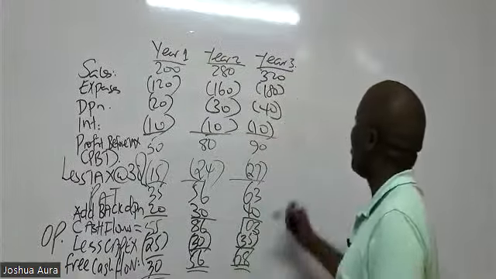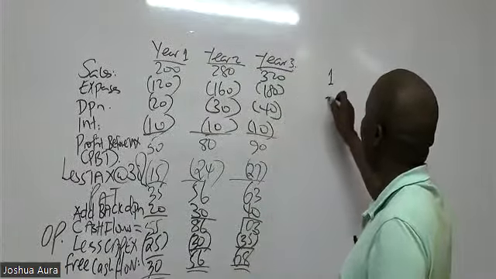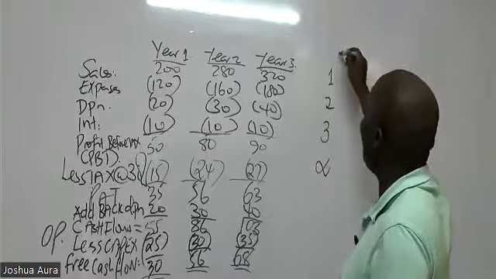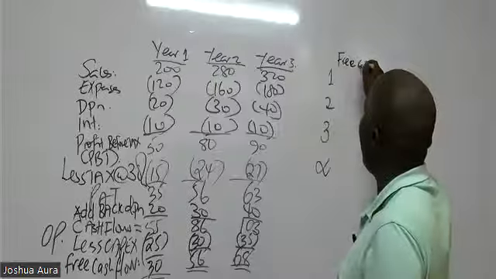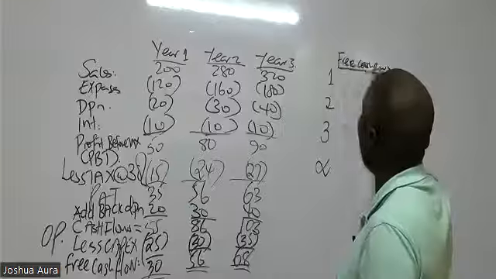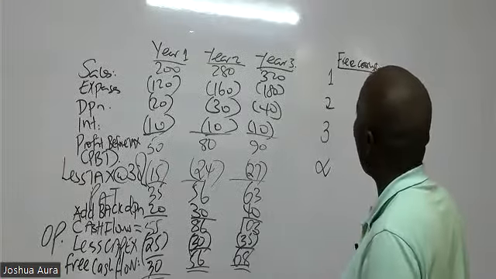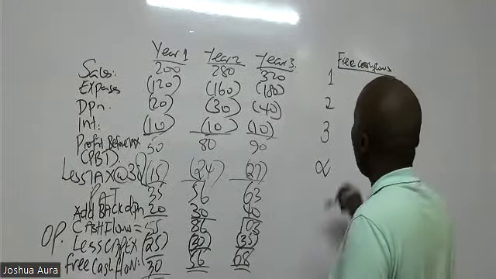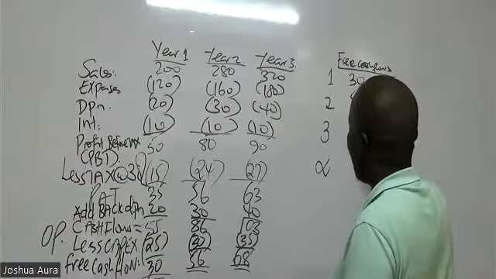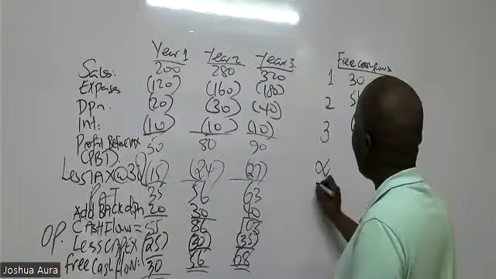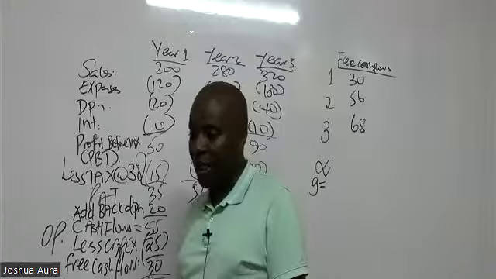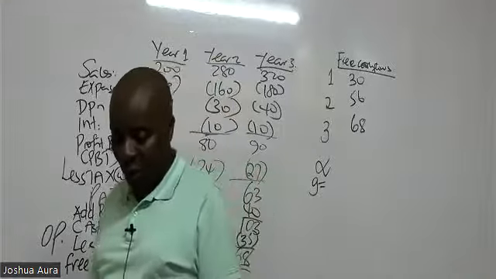Then you stop and say year 1, year 2, year 3, and then there is infinity. Free cash flows are the ones we use for valuation purposes. For valuing target companies, we shall be using free cash flows. So we have 30, 56, and then 68. And then we have been given the growth rate into perpetuity.